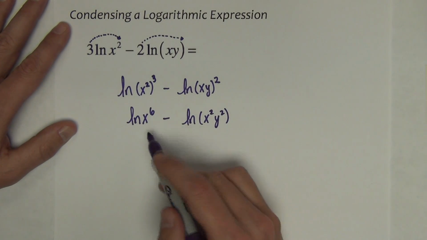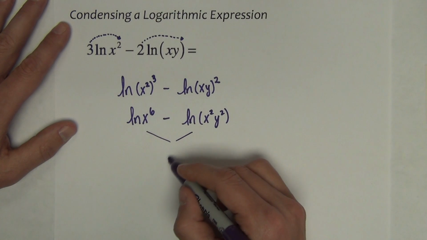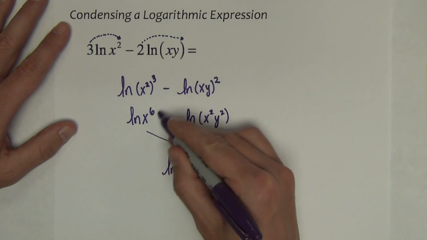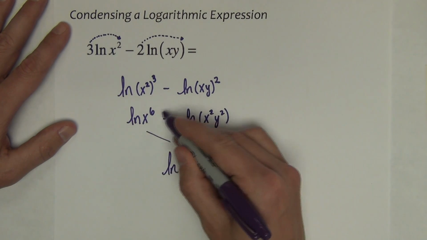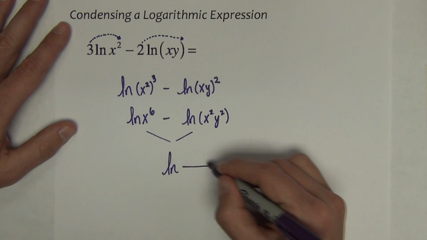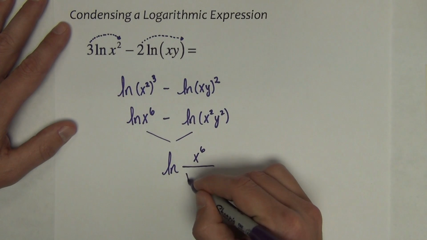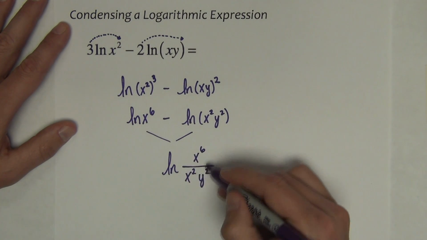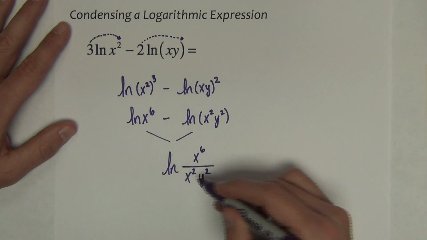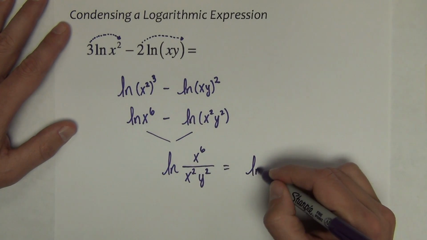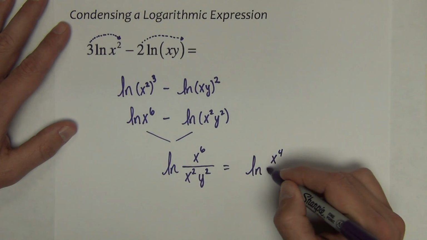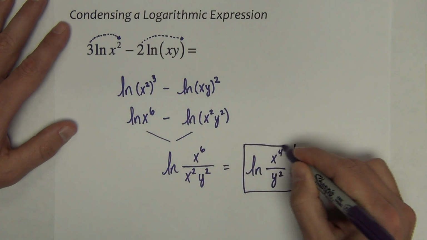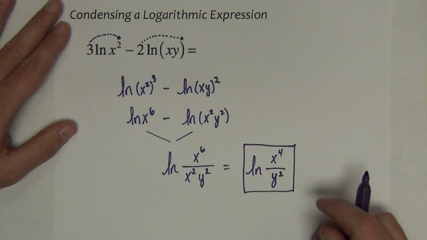Okay, now let's combine these two logarithms into one logarithm. Since they are being subtracted, that tells us how to combine them. A subtraction is going to be combined with division: x to the 6th divided by x squared y squared. And since I can reduce these, I'm going to go ahead and do that. It's going to be natural log of x to the 4th over y squared. And finished.